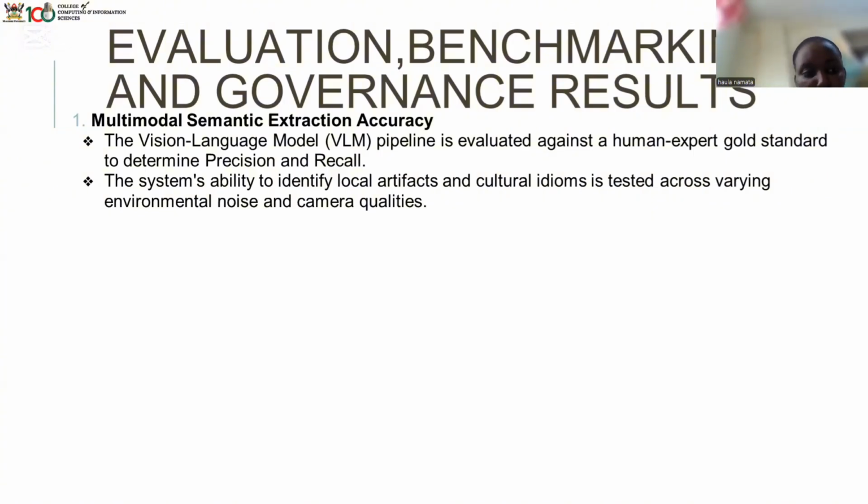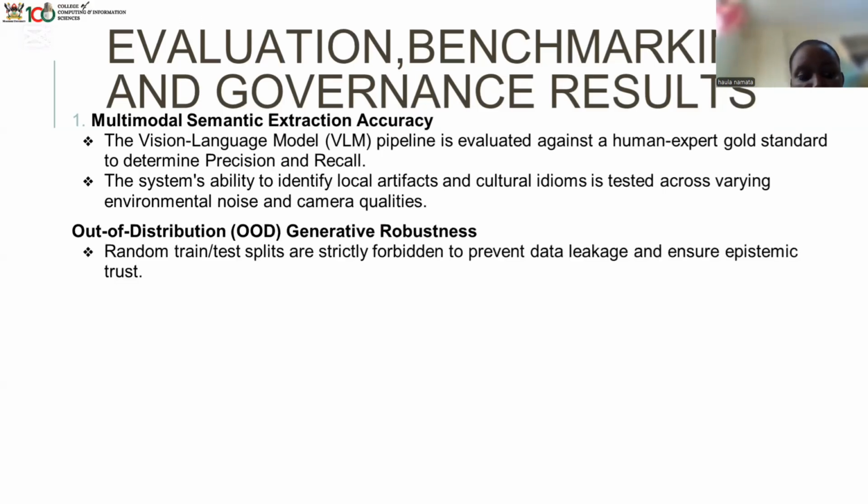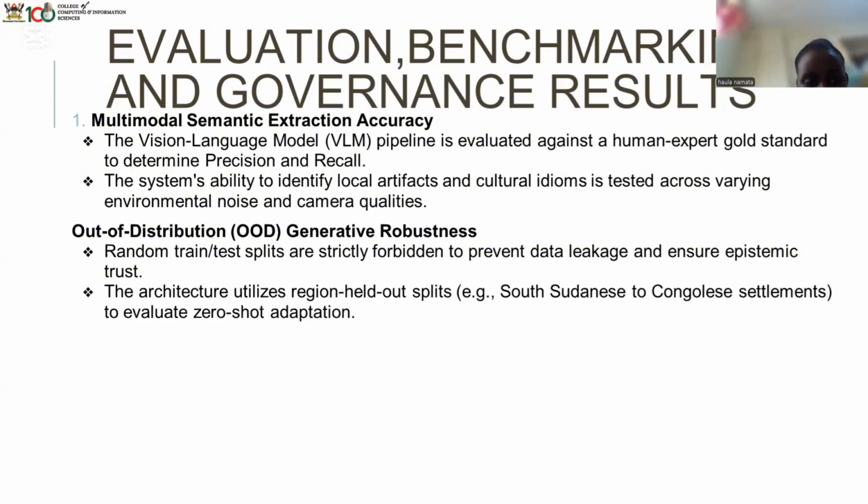Then moving on to generative robustness, like out-of-distribution robustness. We avoided random train-test splits to prevent data leakage, and in our architecture we utilize region held-out evaluation to assess the generalization across the different refugee environments. It helps us evaluate whether the system can adapt to unseen cultural and environmental contexts.